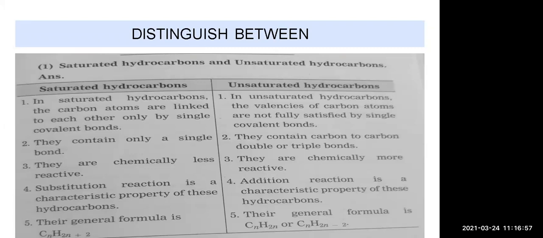Then in saturated hydrocarbons, the general formula is CnH2n+2. This is the formula for the alkane. But in unsaturated hydrocarbons, the families we consider are the alkenes and the alkynes. So the formulas for the alkenes and the alkynes will be considered, that is CnH2n or CnH2n-2.